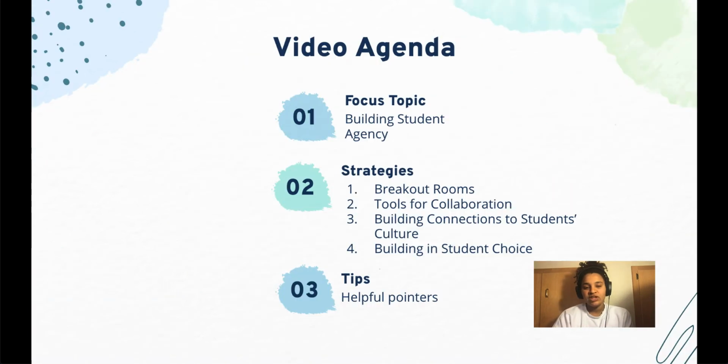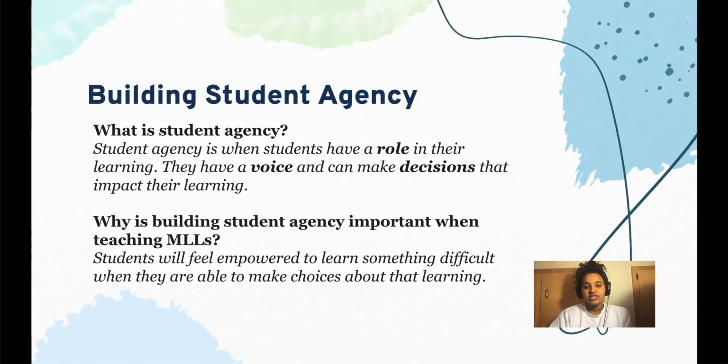In today's video, we are going to be briefly discussing the idea of building student agency, why we should do it, and how we do it with ELS. Then this video sequence will be focused on 4 different strategies: breakout rooms, tools for collaboration, building connections to students' culture, and building in student choice. And of course, at the end of the videos, there will be some helpful pointers on how to implement these strategies in your classroom. So what is student agency?